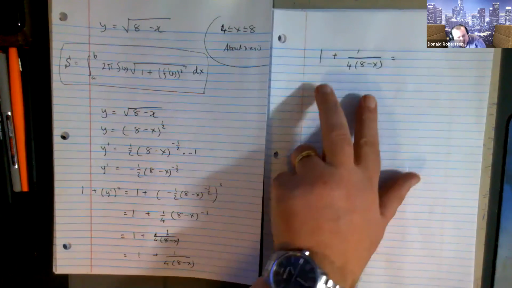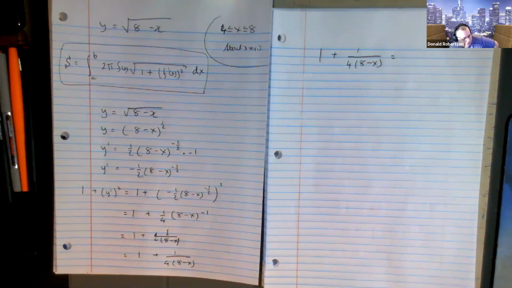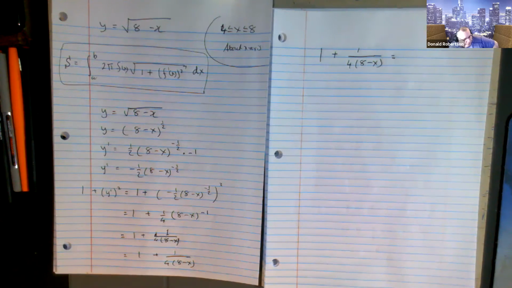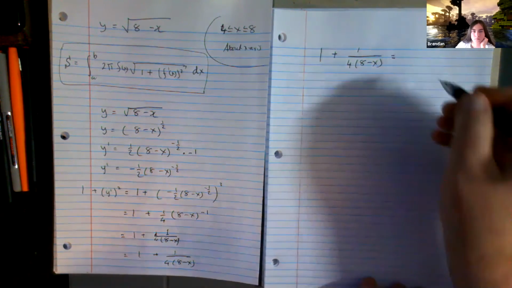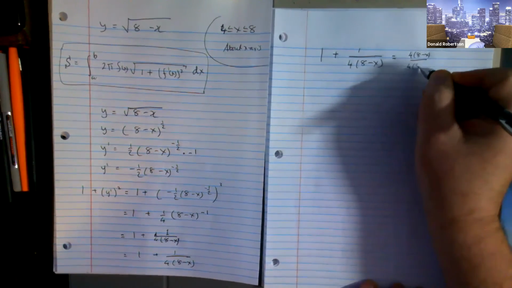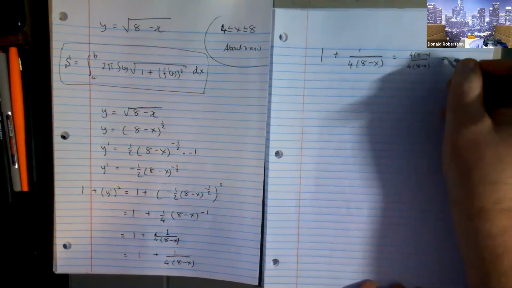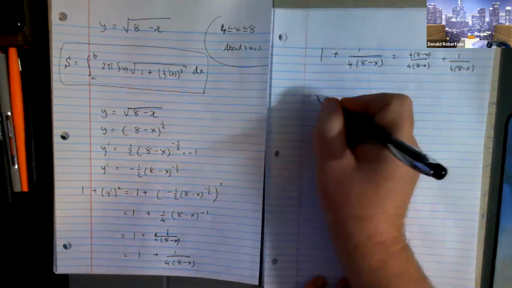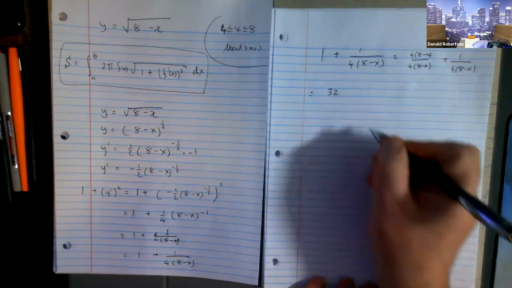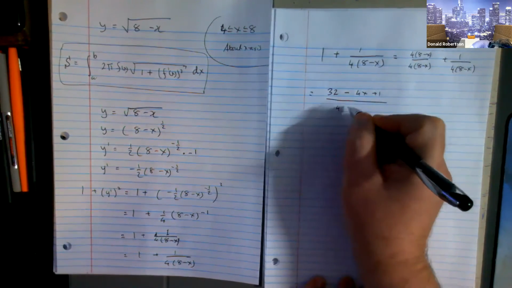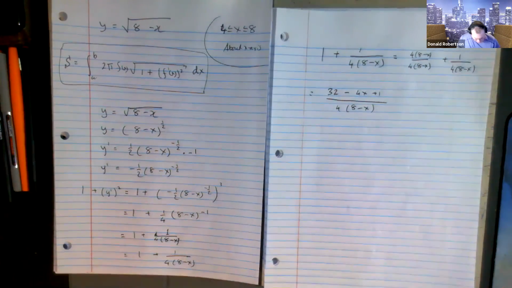What do you think I'm going to do with these two things? What do you think I should do with these two things? Combine them. Yeah. So I'm going to turn 1 into 4(8 minus x) over 4(8 minus x), plus 1 over 4 lots of 8 minus x. And the top gets me 32, take away 4x, add 1. And I'm going to leave the bottom like that because I kind of like the way it's written.